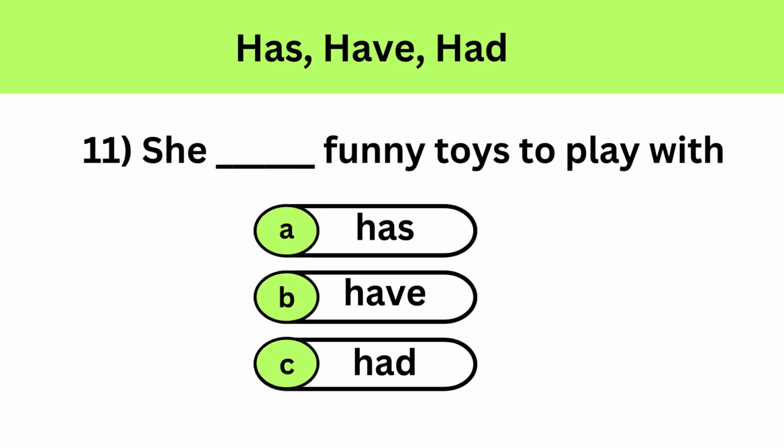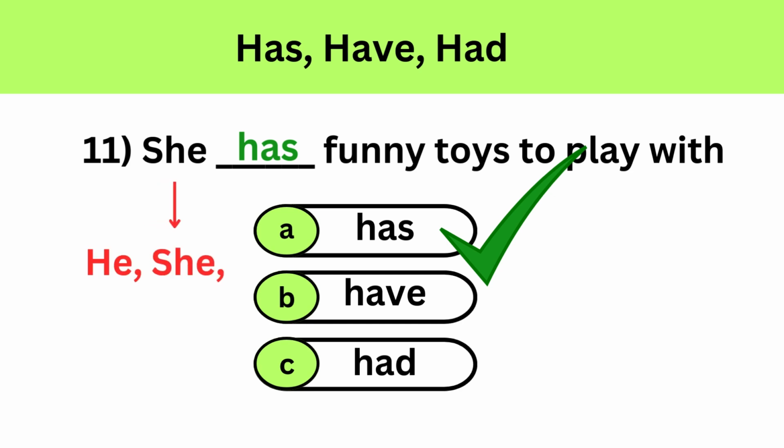Question number 11. She dash funny toys to play with. Option A. Has. She has funny toys to play with. For subjects like he, she, it, we use has.